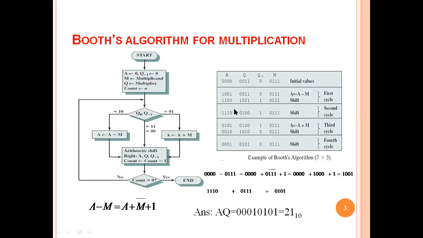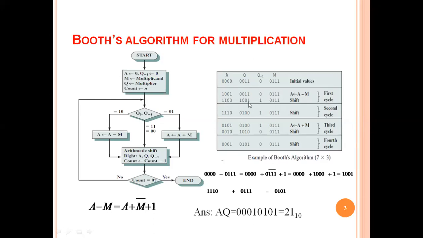See here, again I am showing the example. This 1 will be copied here. This 1 will go here. This 0 comes here. This 0 comes here. This 1 comes here. This 0 comes here. This 0 comes here. This 1 comes here. And as the leftmost bit of A is 1, you just copy the 1 here. So this is the first cycle.